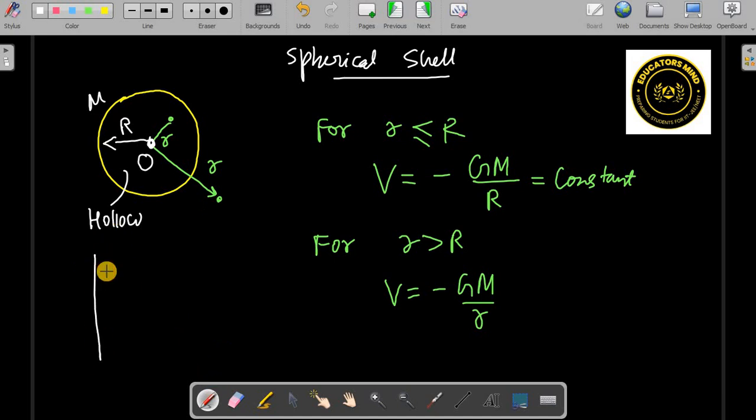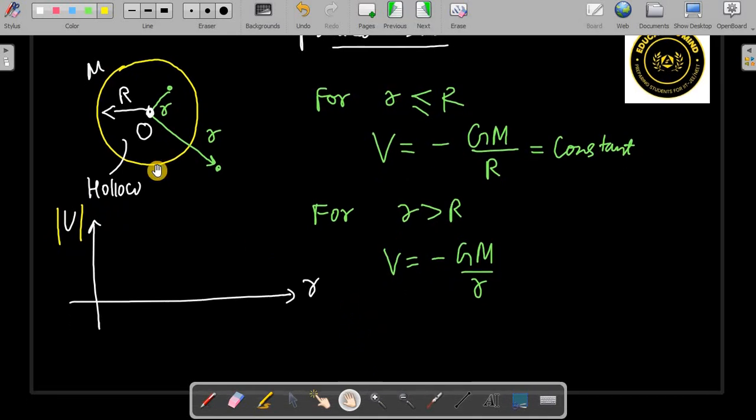And you may try to draw the diagram of potential versus r also. When you draw this diagram, let us say I am just drawing the magnitude of this potential, otherwise I have to take the graph in negative. So GM by R, first it will be constant like this. And then I have to make it inversely proportional to r like this. Okay. So up to the radius it is constant.